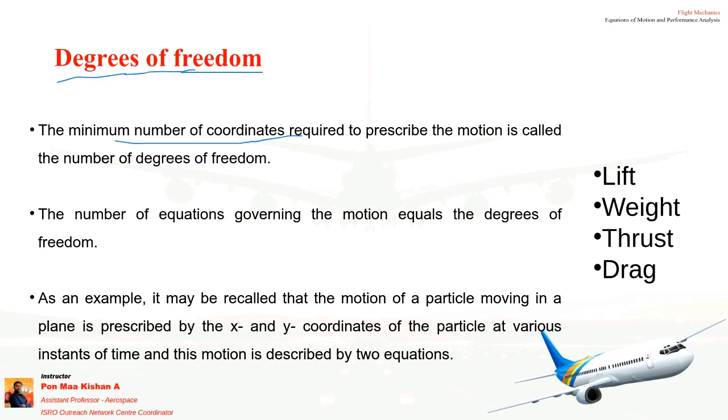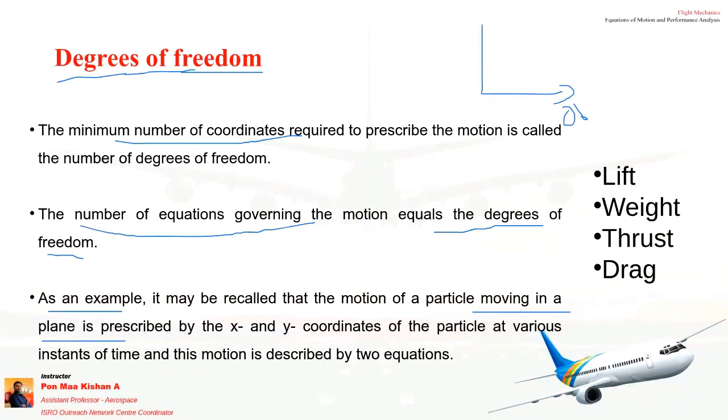The number of equations governing the motion is equal to the degree of freedom. So however many degrees of freedom we have, that many equations we will have for that particular motion. I will explain with an example also. One example is given here in the third point: the motion of a particle moving in a plane is described by x, y coordinates. So let's say two-dimensionally, x, y.